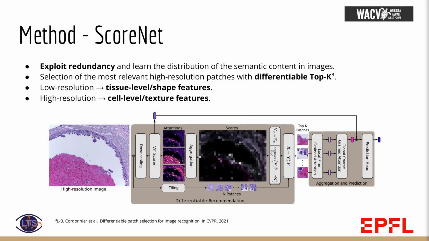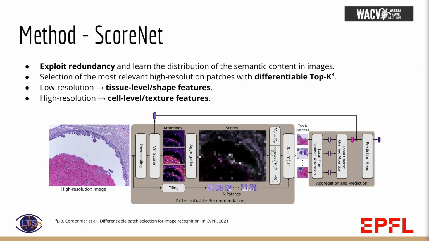ScoreNet exploits the redundancy in histology images and only processes a fraction of the input image in high resolution. As the discriminative region might be small, we cannot sample patches at random, and we therefore propose to learn the sampling distribution online. For that purpose, a downscaled version of the input image is fed to a scorer model, which highlights the most relevant low-resolution patches. We then use the differentiable top K operator of Jean-Baptiste Cordonnier et al. to select the corresponding high-resolution patches.